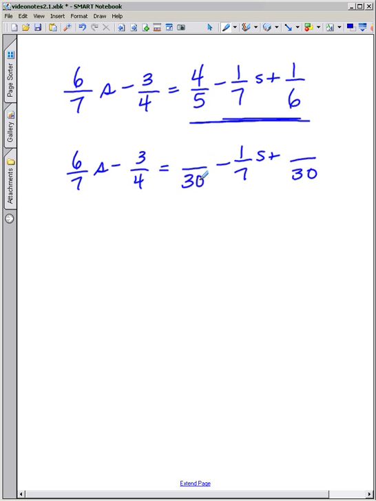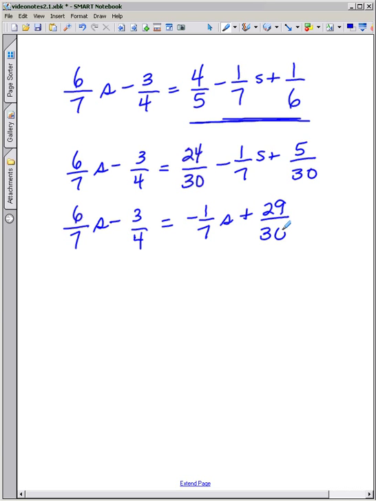So 5 goes into 30 six times, 6 times 4 is 24. 6 goes into 30 five times, 1 times 5 is 5. So on the right-hand side, we have 6/7 s minus 3/4 is equal to -1/7 s plus 29 over 30, right? Those are the same denominators, so we add their numerators.